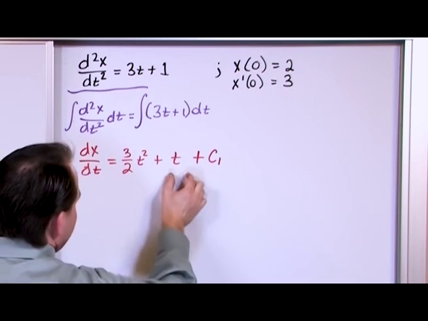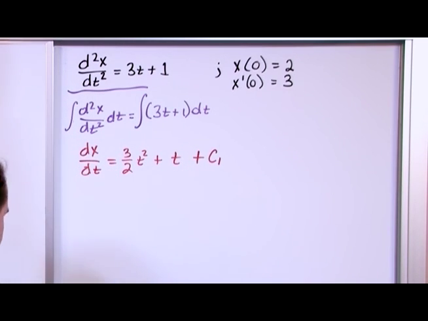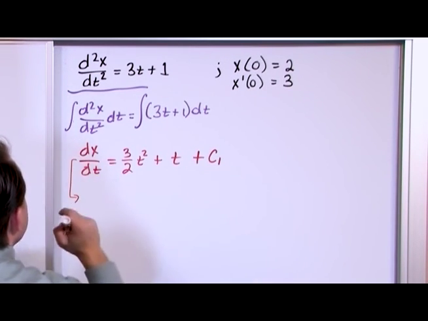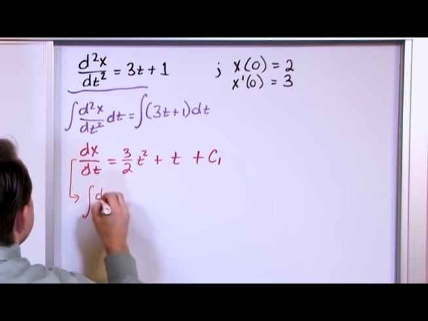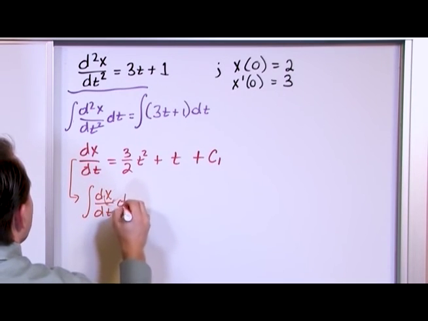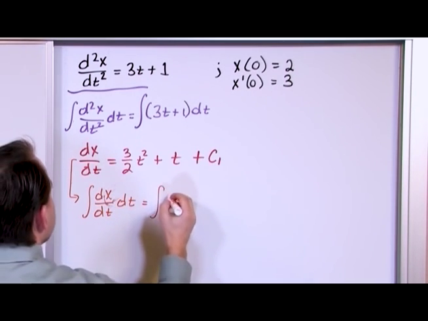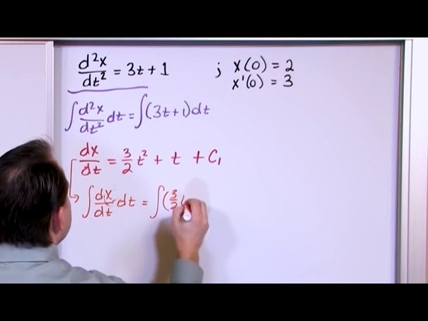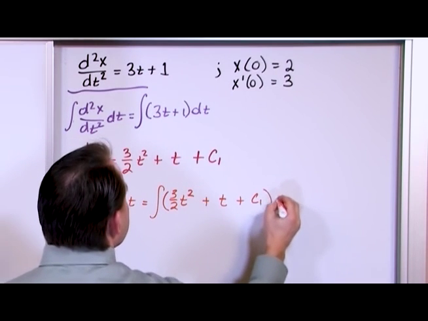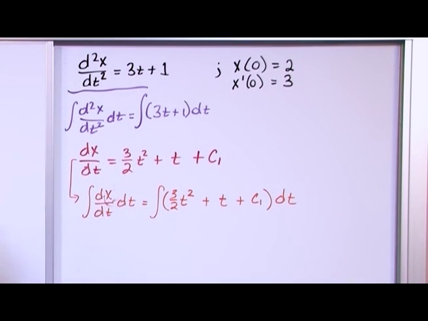So even this is kind of hard to read, but I know that this is the variable, so I'm going to leave it like that. So we got 3/2 t squared plus t plus constant 1. So that's a good first start. Now let's take this and let's integrate it again, because we need to isolate the variable. So let's integrate dx with respect to time, and on the right-hand side we're going to integrate 3/2 t squared plus t plus c1, an integral over dt exactly as it is on the left-hand side.